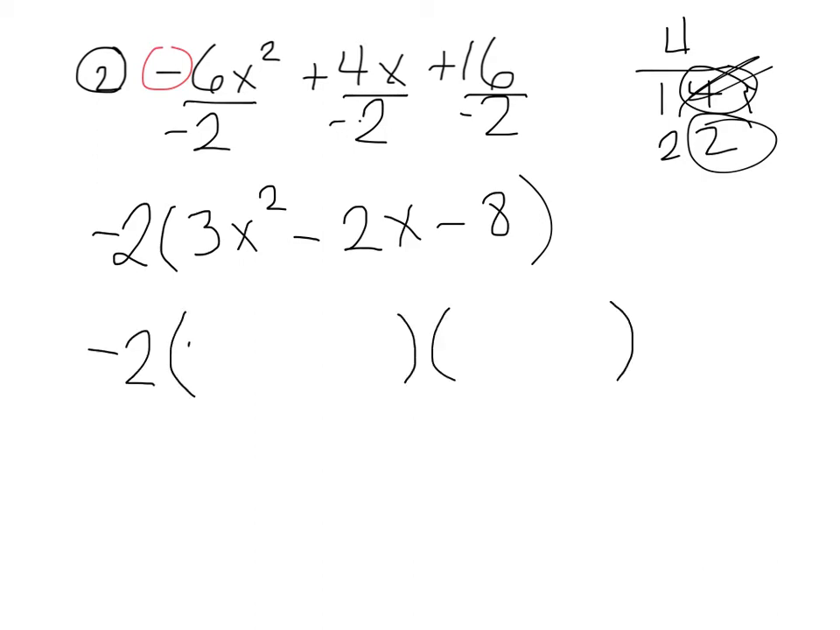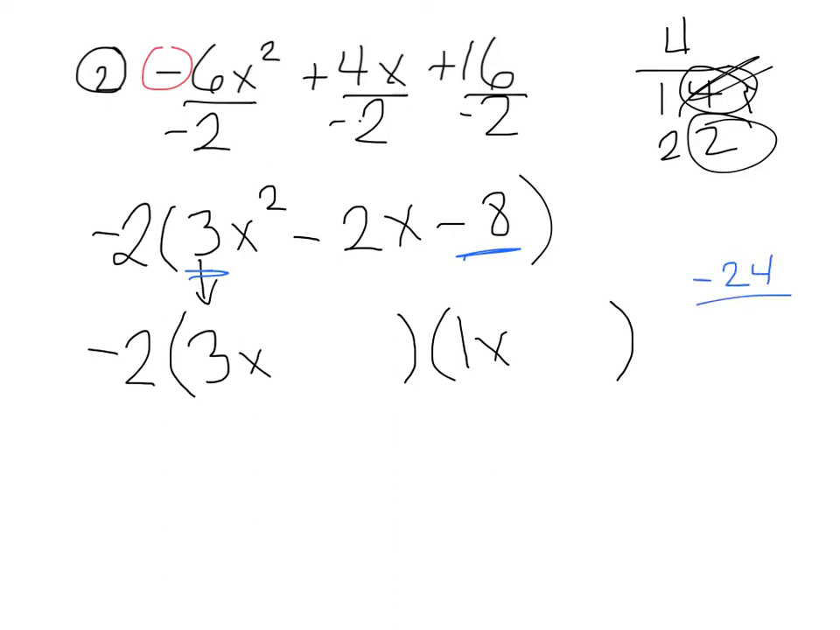And the first one's always going to start with our whole number. So our whole number in this one's a 3, so I'm just going to bring the 3 down. And it's just going to be 3x, and then a 1x over here. Okay, so now we have to take our a term, which is 3, times our c term, which is negative 8. So 3 times a negative 8 is negative 24.